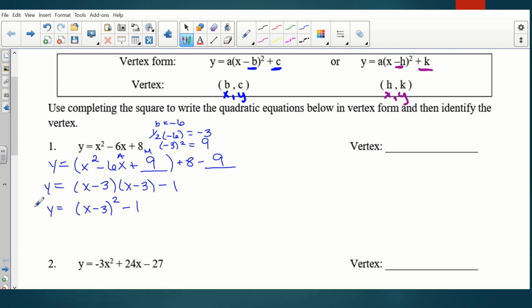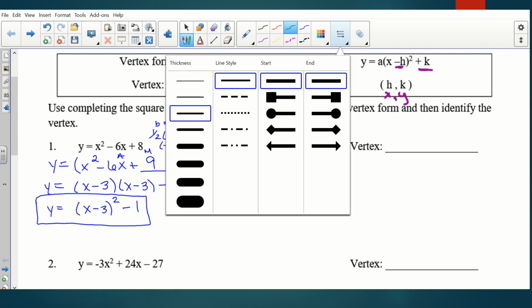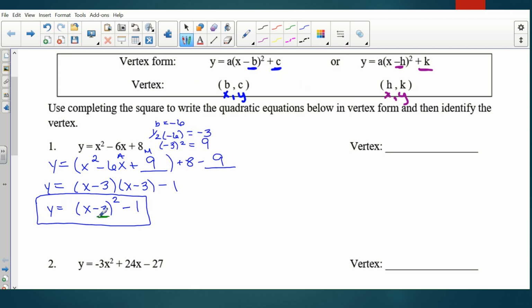Now here is vertex form of a quadratic. You'll notice a couple things. First, if we take a look at the factor that's inside our parentheses, this negative 3 here, notice that negative 3 was also present when we took half of that original b value. This should be the case every single time. So when you take half of b, that should end up being your factor inside the parentheses.